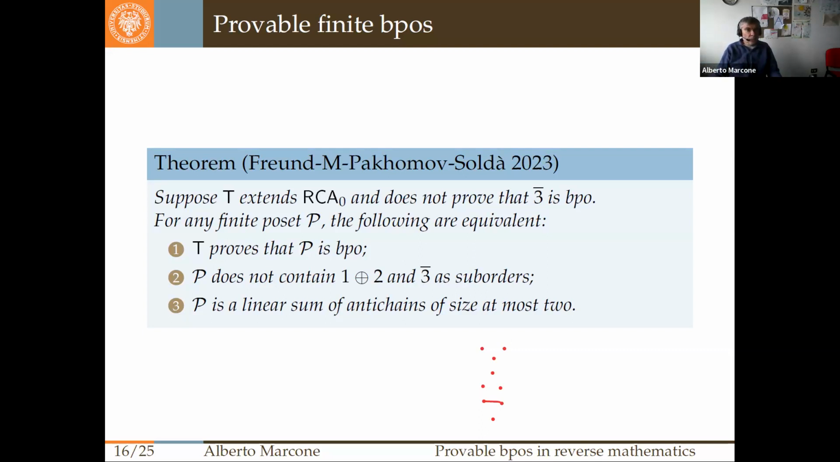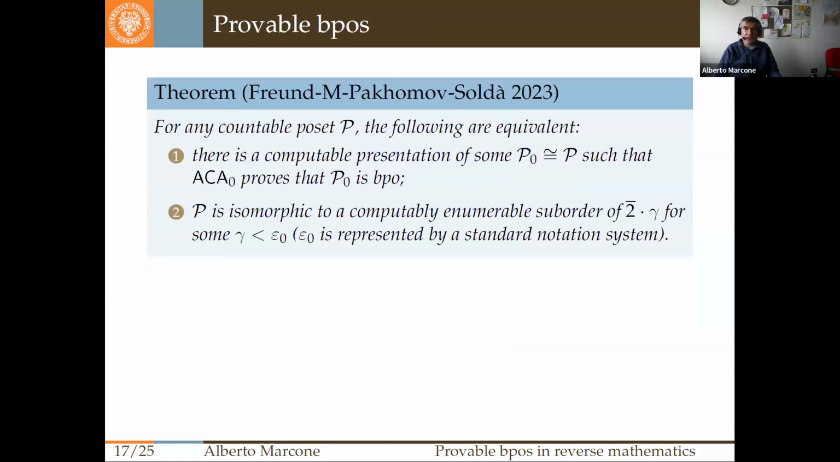So what about infinite ones? If we take an infinite partial poset, what can we say about the situation in a theory that does not prove that 3 is a better partial order? Here we have to be a little bit more careful in the statement, basically. I mean, the idea is the same, but we need to be a little bit more careful in the statement.